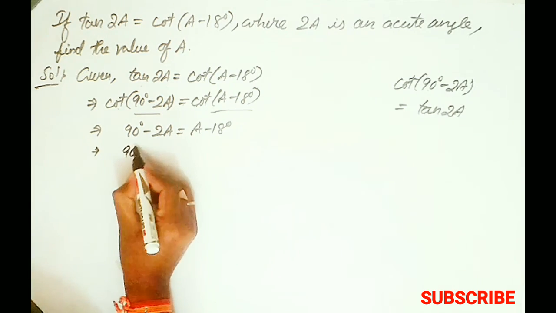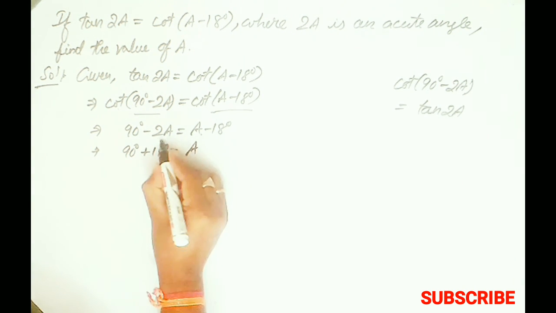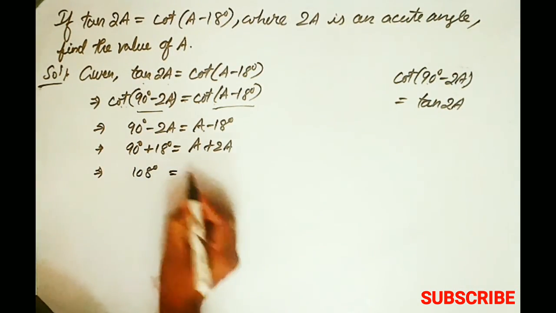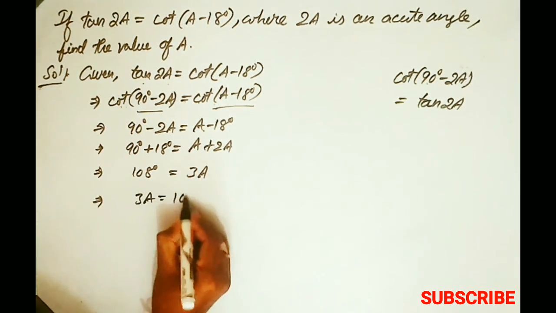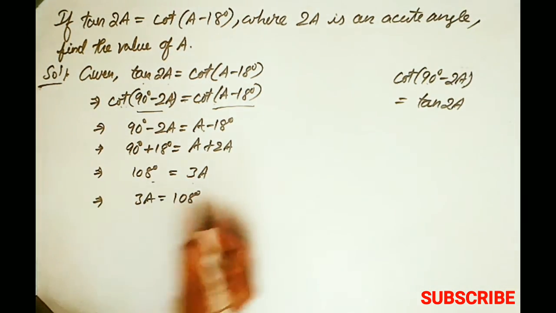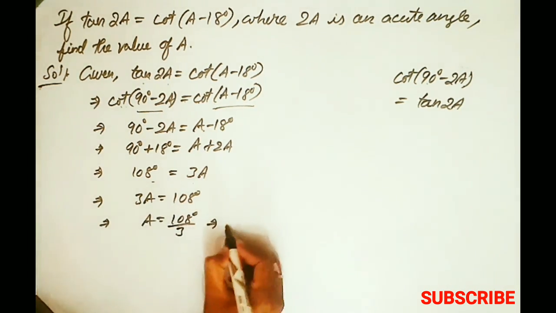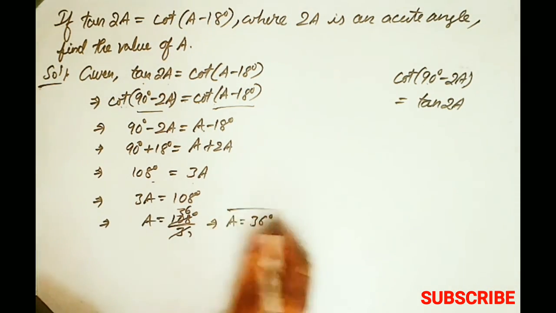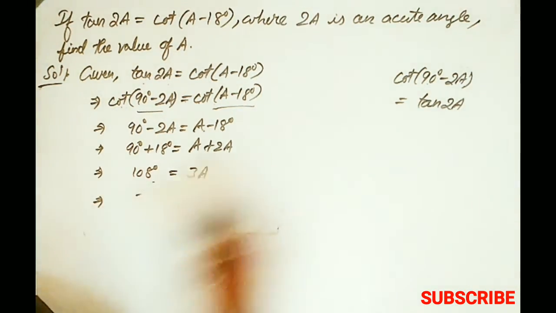Now I will transpose 18 degrees to LHS. So minus 18 degrees becomes plus 18 degrees, and minus 2A becomes plus 2A on the other side. It implies 108 degrees is equal to 3A. It implies 3A is equal to 108 degrees. It implies A is equal to 108 degrees by 3. It implies A is equal to 36 degrees. The value of A is 36 degrees. Let us go for the next problem.